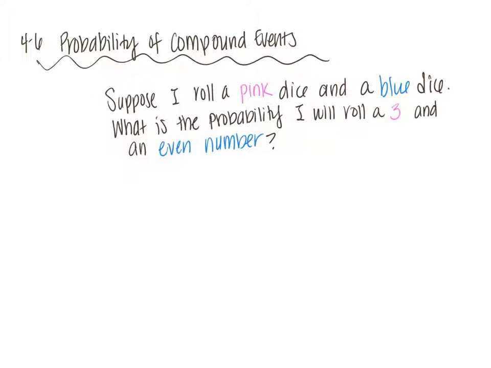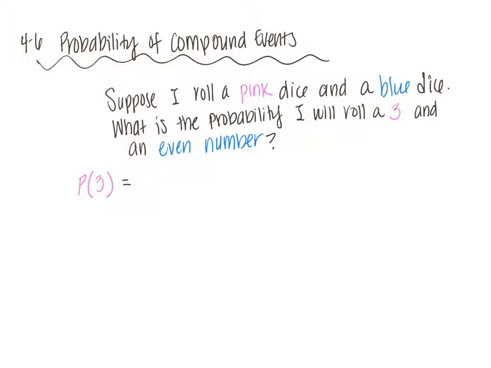Suppose I have a pink dice and a blue dice, and I want to know what the probability is that I'm going to roll a pink 3 and any even number on a blue. So let's think about this. What is the probability, my pink probability, of rolling a 3 on my pink dice? Well, how many numbers are on a dice? If you need to go ask your parents or go find one, go find one. Oh, yeah, that's right. Good.